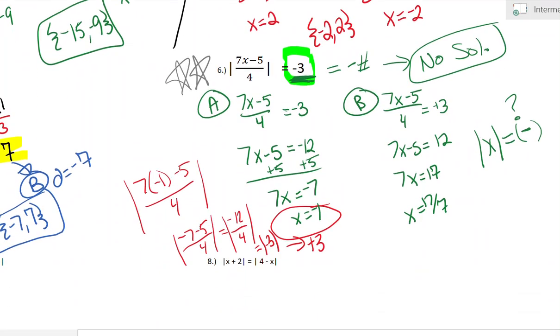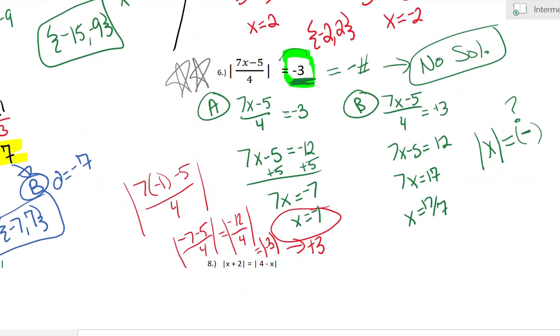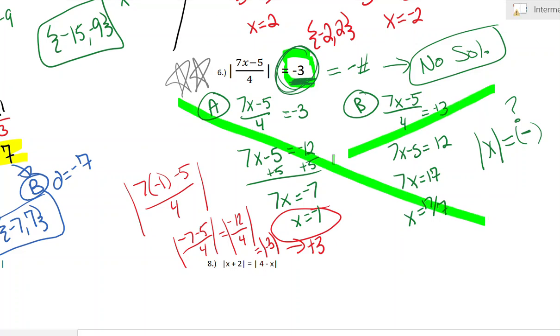So here's the thing with something like this. When you see it equals a negative number, you don't have to do any of this work whatsoever. As long as it's isolated and it equals negative 3, all you put down is no solution. This should be something that we should see right away.